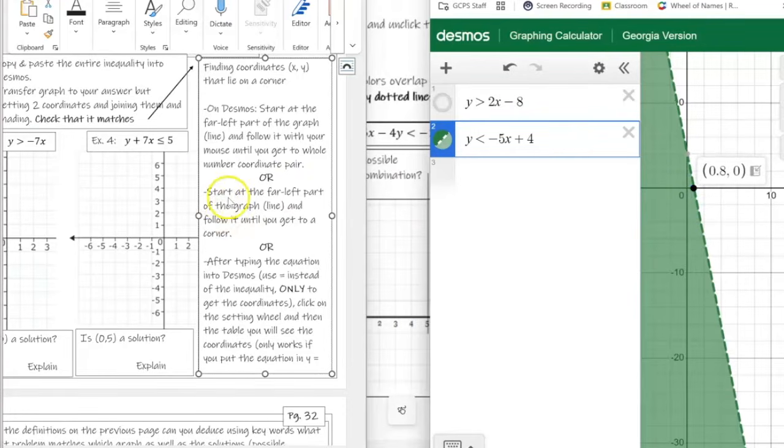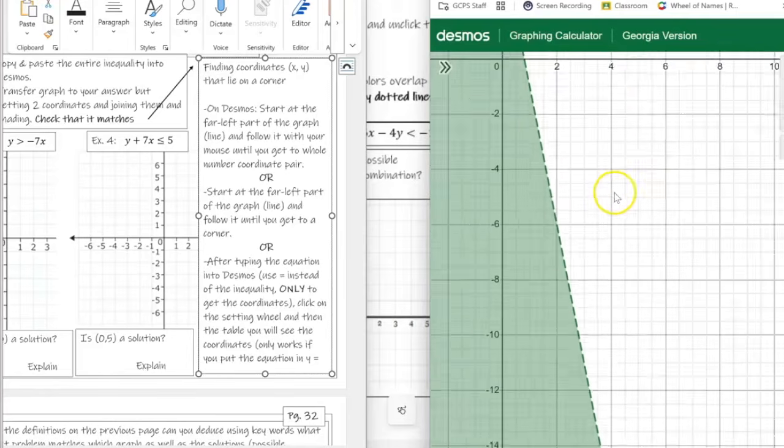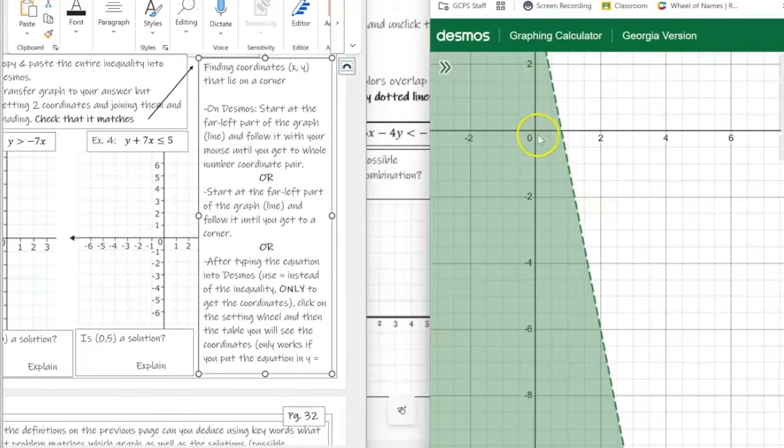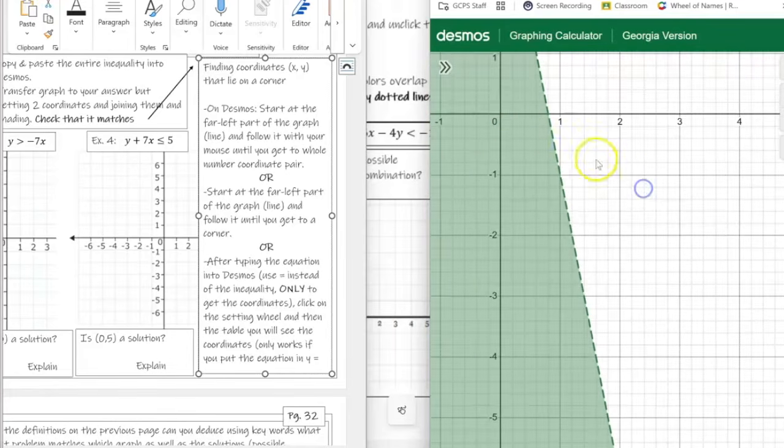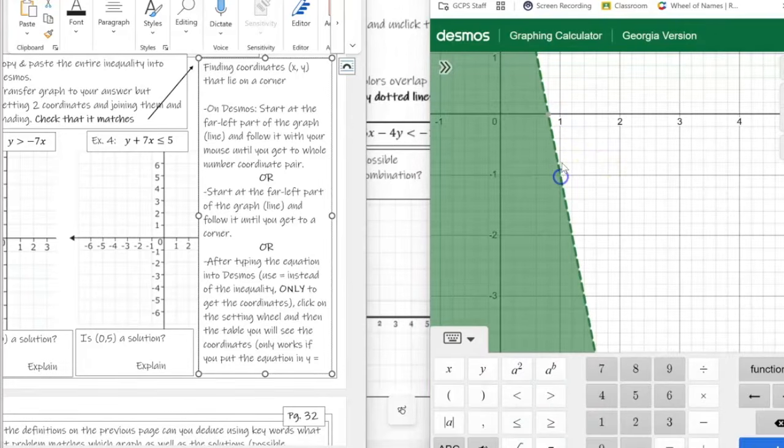The other way is you start on the far left part of the graph and follow it until you get to a corner. So with the corner boxes, I'm just going to hide this real quick. You're going to zoom in till it goes up by 1. So this is 0, 2. Zoom in, there's 0, 1. So this is a box right here, and I can see that it goes through. So if I slowly go over it, you'll see a point. Keep passing it. There we go. So at 1, -1. So that's this part right here.